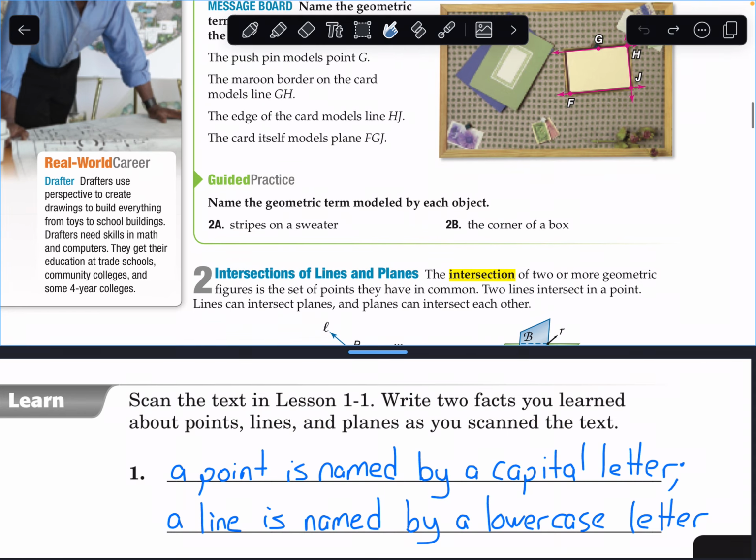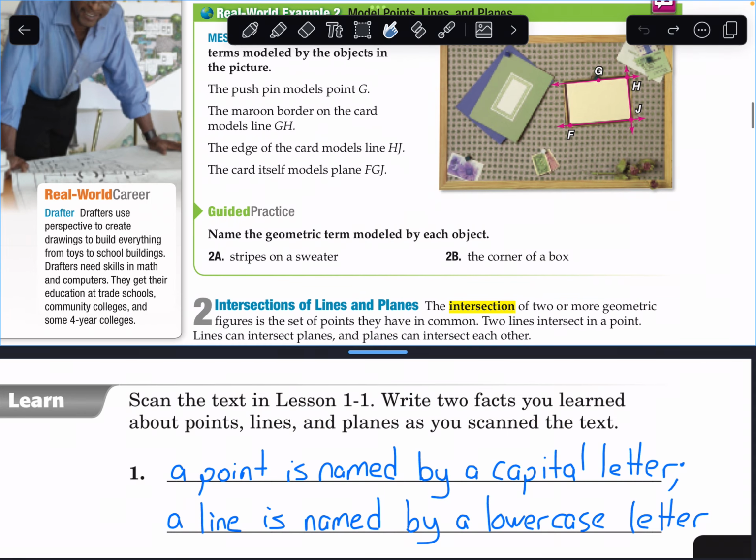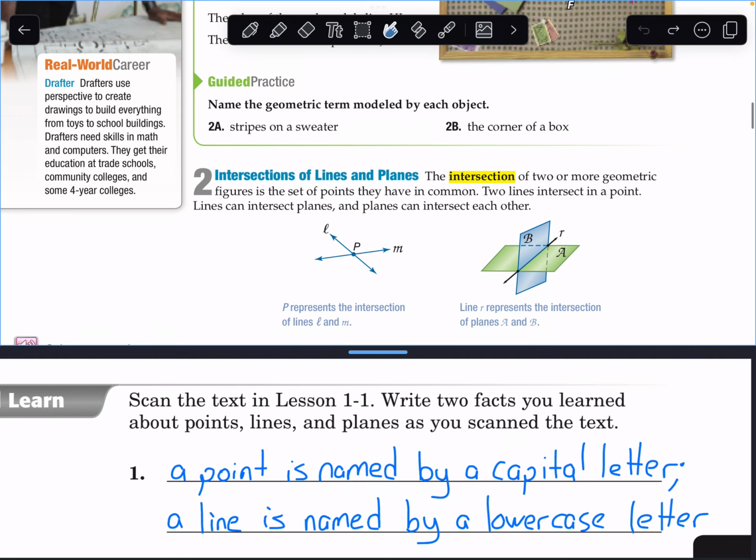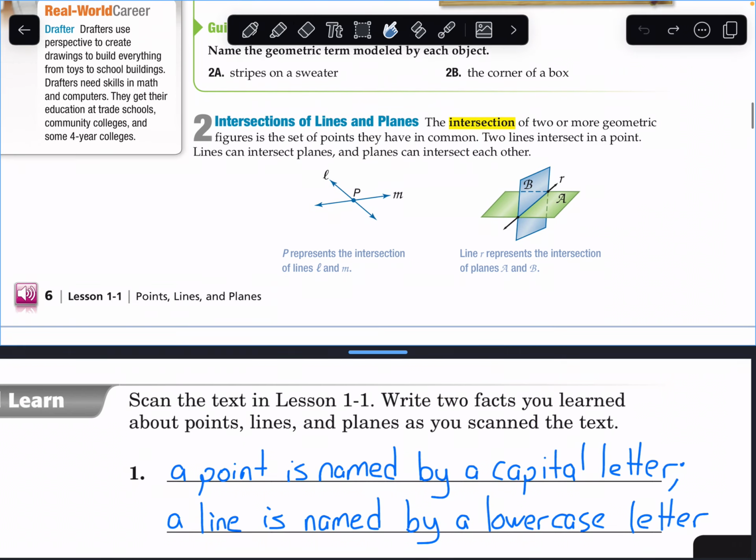Another video, real world career. Hey, there's this stuff on the side. This is a good fodder for facts here. Drafters use perspective to create drawings to build everything from toys to school buildings. Drafters need skills in math and computers. They get their education at trade schools, community colleges, and some 4-year colleges. Okay, so we might consider summarizing that into a fact there.